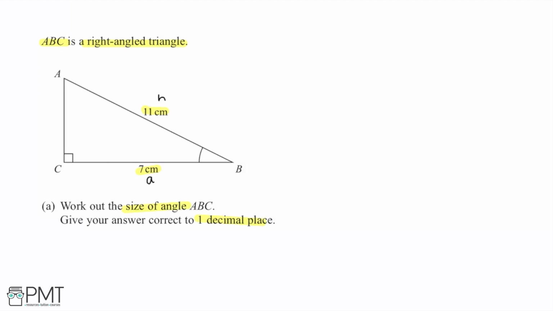Now if I think of SOHCAHTOA, I have A and H, so CAH of the SOHCAHTOA, which means that I need to work with cos. So cos theta is equal to A over H, and this here is the angle theta that they're working with, and I can sub my values in. So cos theta is equal to the adjacent, which is 7 centimeters, over the hypotenuse, which is 11.